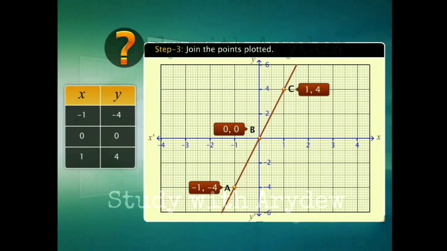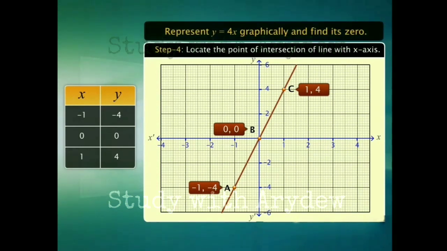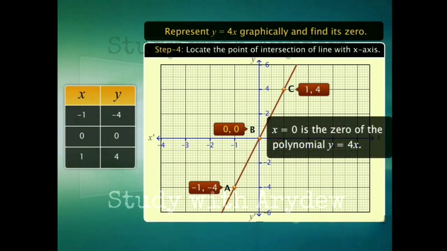Observe the graph carefully. Can you figure out for what value of x the polynomial y equal to 4x gives the value 0? To find this, we need to locate the point where the line intersects the x-axis. Notice that the location of the point where the line meets the x-axis is x equal to 0 and y equal to 0. Since at the point (0, 0) the value of y is 0, by definition of the 0 of a polynomial, x equal to 0 is the required 0 of the polynomial.